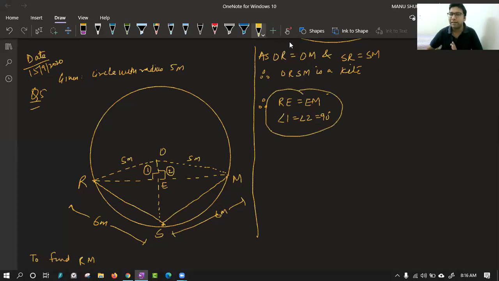I hope you are able to understand why these two are important, because in the next step I will tell you, in this triangle ORS, this is ORS. So this ORS, we know three things, class. In this triangle ORS we know three things. We know OR is 5 meter, we know RS is 6 meter, and OS is how much, class? OS is how much? Please tell me. OS is also 5 meter.